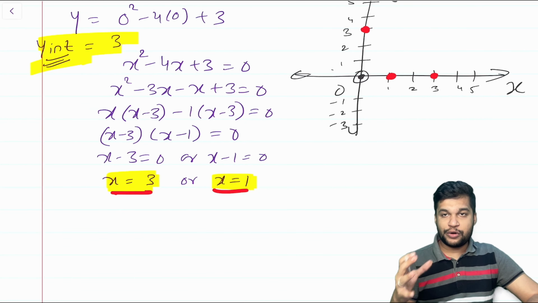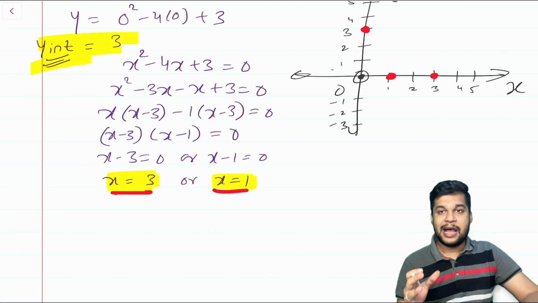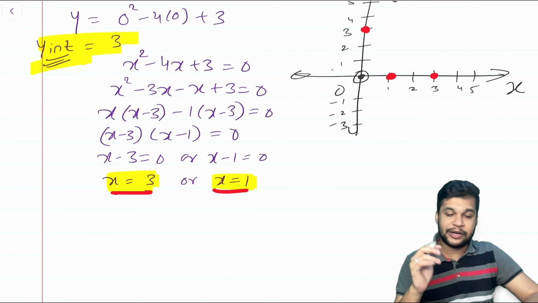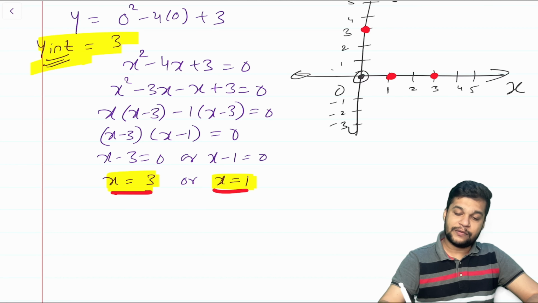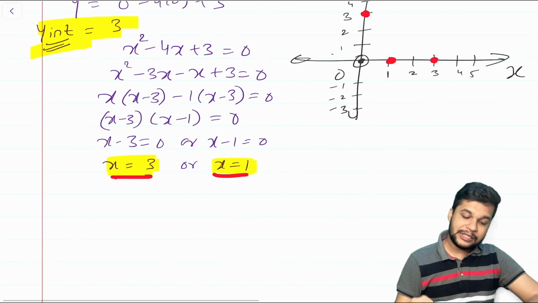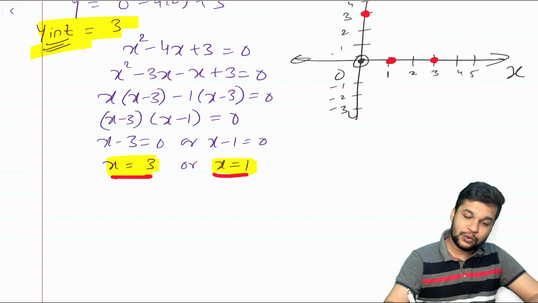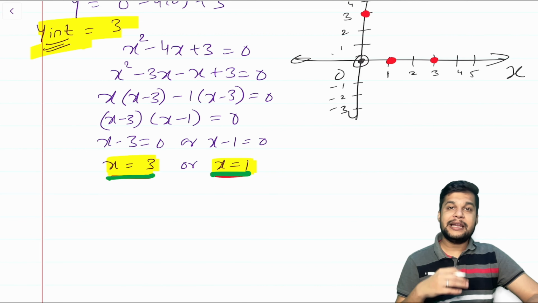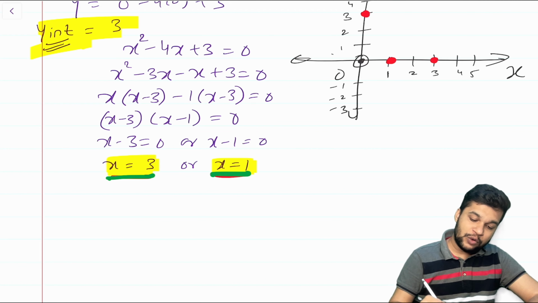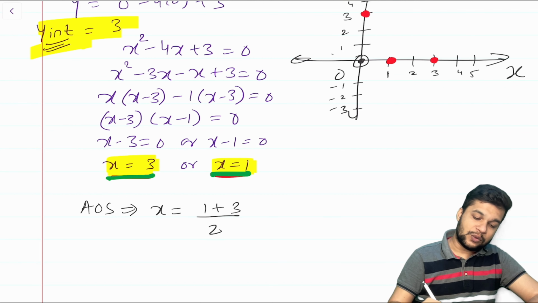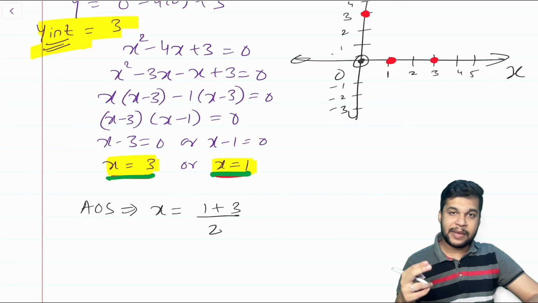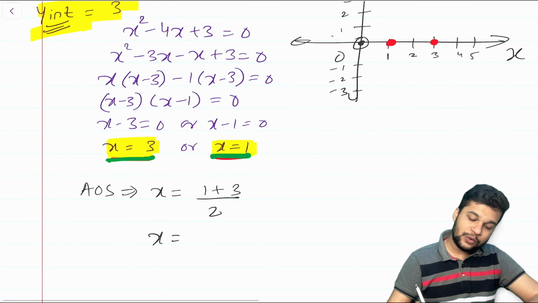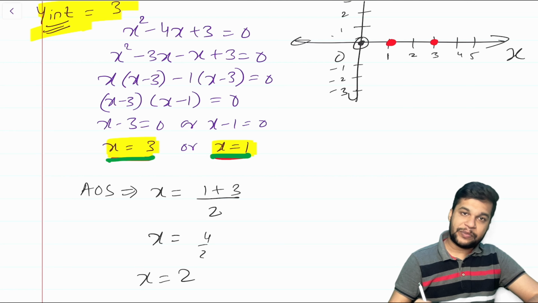If you remember, I taught you that any quadratic curve is symmetrical with respect to the axis of symmetry, and the axis of symmetry is exactly in the center of the parabolic curve. Okay, so since I have the two roots, which is 3 and 1, I can easily find the axis of symmetry. I can find axis of symmetry as x equal to 1 plus 3 divided by 2. Whatever the two roots are, you add them and you divide them by 2. So x equal to 4 by 2, x equal to 2.